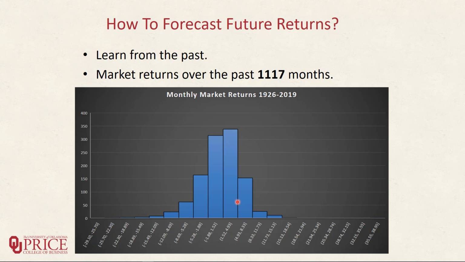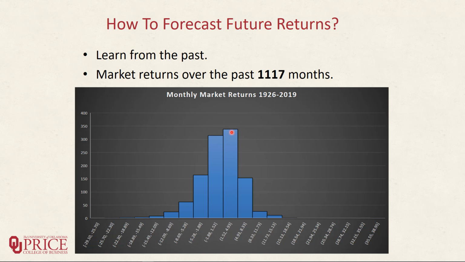How do we read this histogram? Well, each bar here represents a return interval. Let's look at this bar. This bar represents a return interval between 1.52% and 4.93%. So all the monthly returns that fall within this interval are counted in this bar.